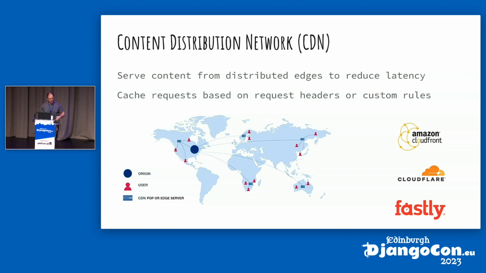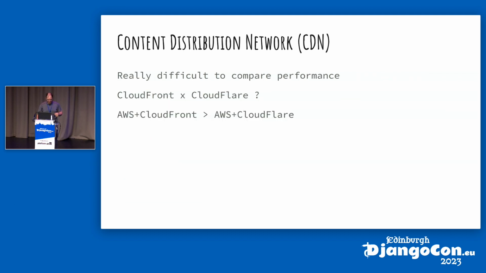CDNs serve from distributed edges to reduce latency, so it's distributed around the world to be near your user. They cache requests based on the same request headers, or you can have custom rules. I'm running out of time here, so I have a problem. You can compare their performance, but it's really difficult. For example, CloudFront and Cloudflare are really similar, but when I'm using AWS, CloudFront, that's an AWS product, it's really better than Cloudflare, because I don't know, they have a better network between them.